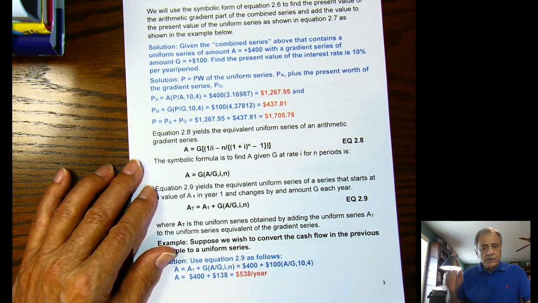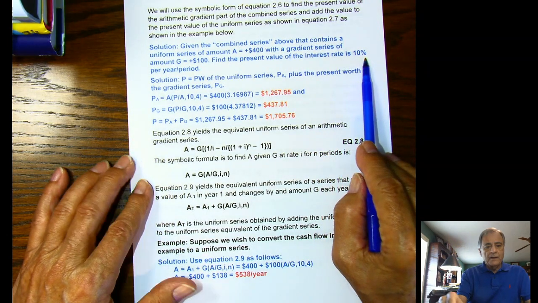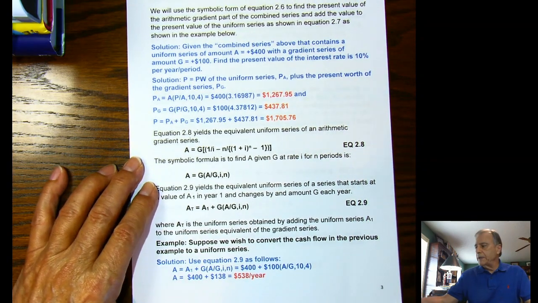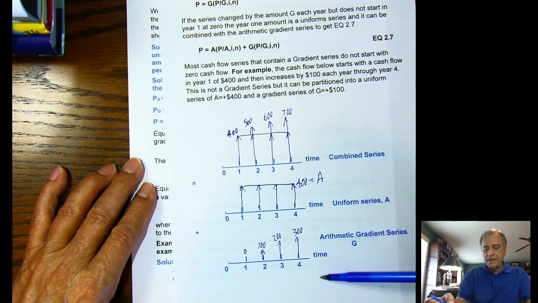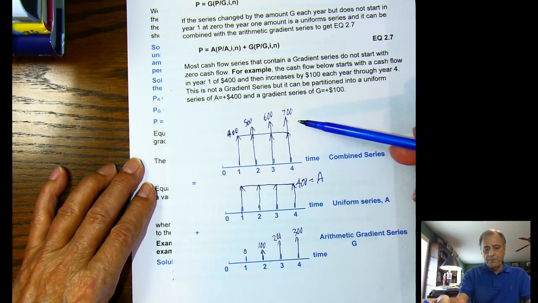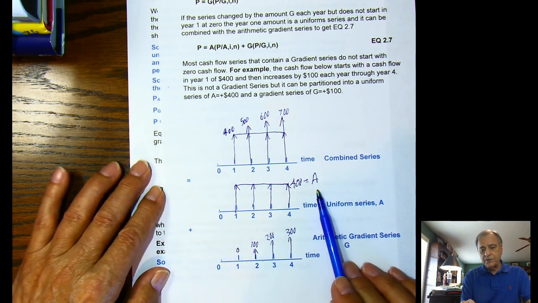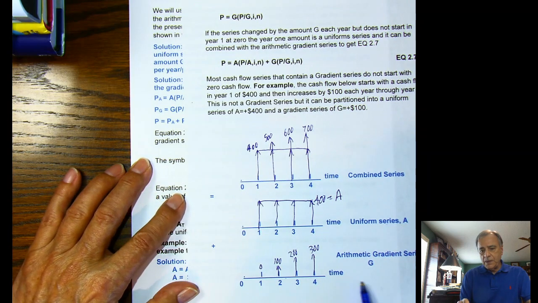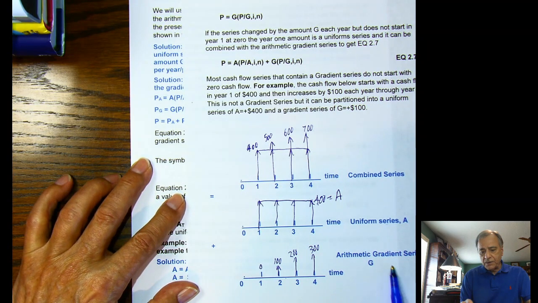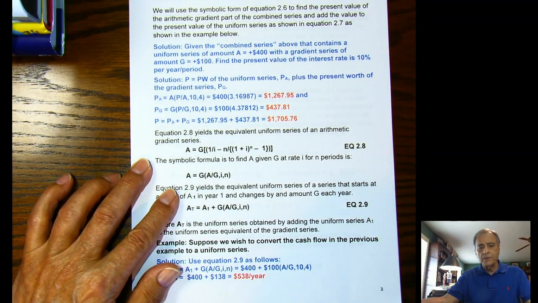So I'm going to find the value of this series at 10% interest. What I have, again, is 2 series: a uniform series and an arithmetic gradient series that I partition this cash flow into. We know from the last lecture how to find the present worth of a uniform series, and now we know how to find the present worth of a gradient series using this formula 2.7. That's the uniform series, that's the gradient series. We're going to find the present worth.